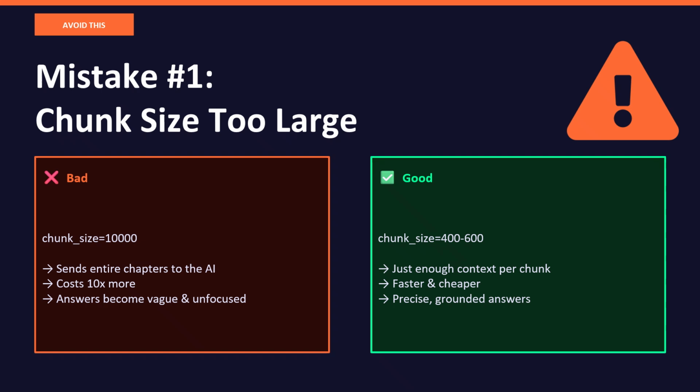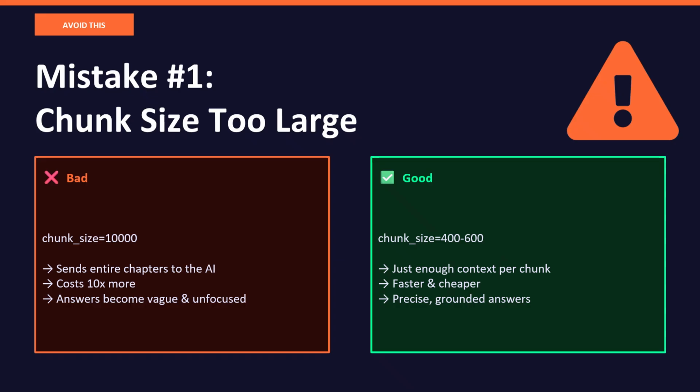Mistake number one, chunk size too large. I have seen people set chunk size to 10,000. That's like feeding the AI an entire chapter for every question. What happens? The AI gets overwhelmed, it costs you 10x more in API tokens, and the answer gets vague because there's too much irrelevant context.